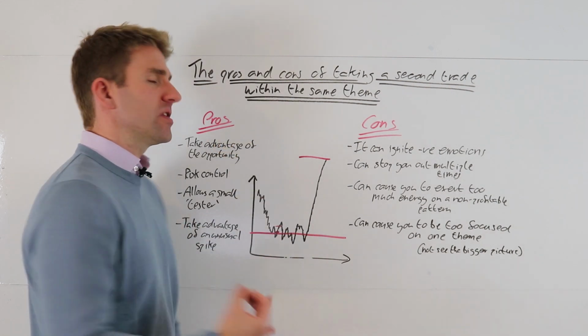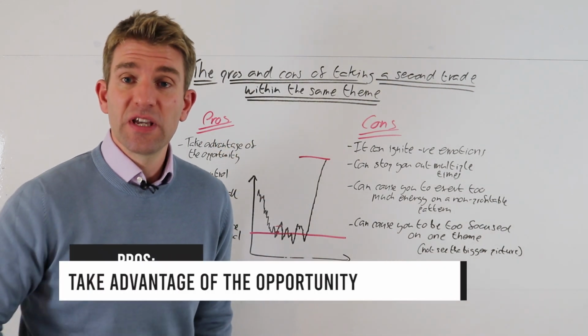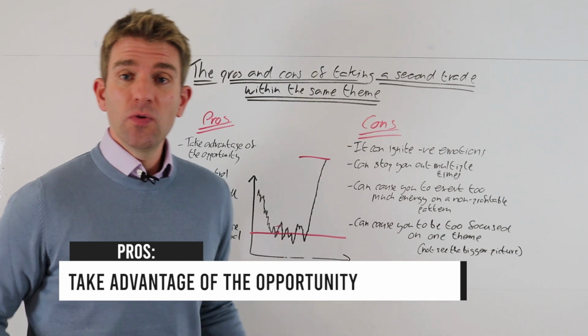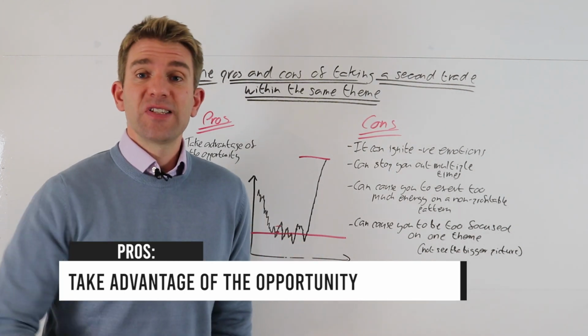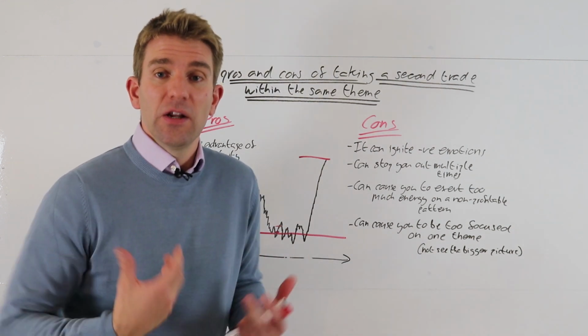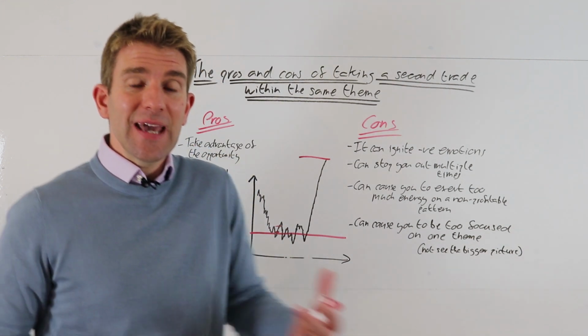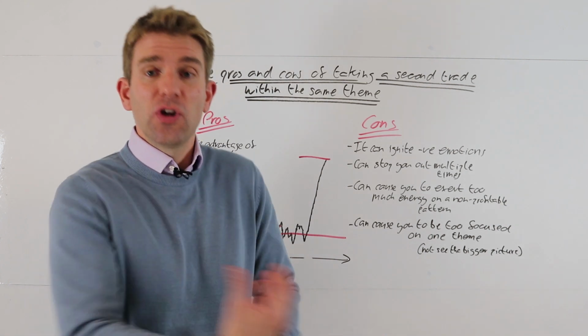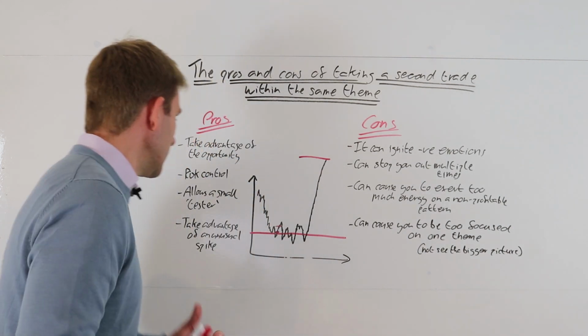So the first one, obviously, the pro is that you're taking advantage of your opportunity. If there's a key level that's of interest to you, then you want to take advantage of that, price is at that key level. The price has given you the level you want. You can work around it. If you get stopped once, that's okay. The argument suggests that you can go again and you're going to be okay.